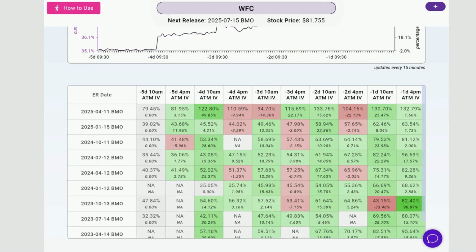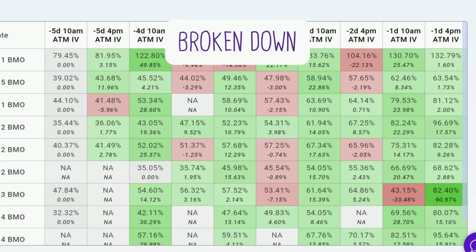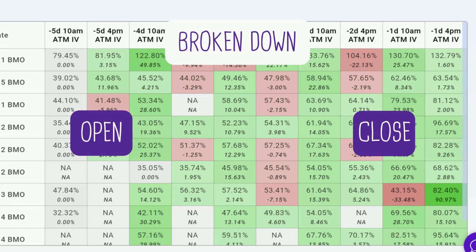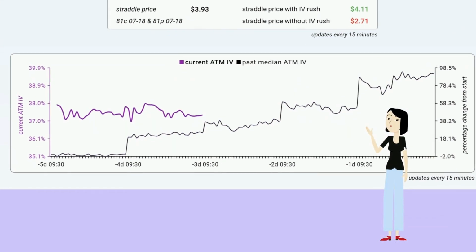To further understand these past trends, let's look at the table below. It shows the at-the-money implied volatility across past earnings cycles, broken down day by day, with values at both the open and close for each of the 5 trading days leading up to earnings. Take WFC as an example.